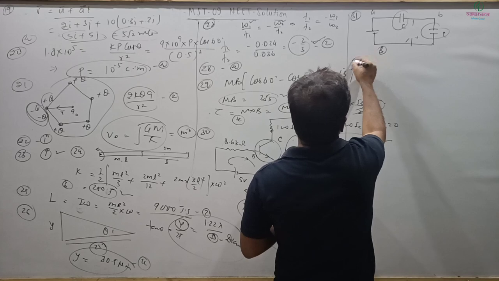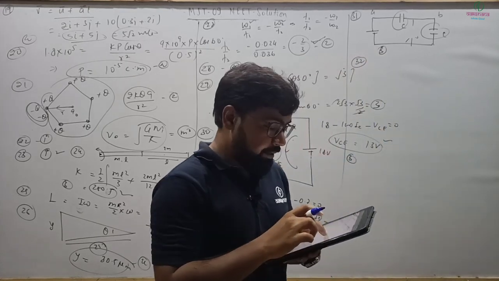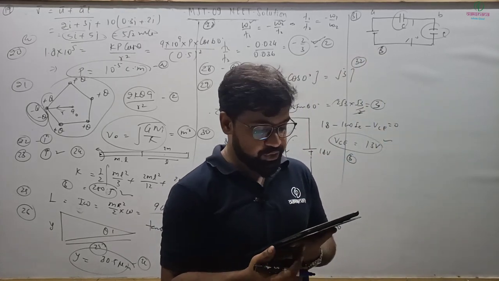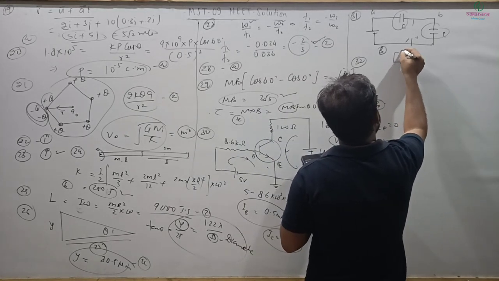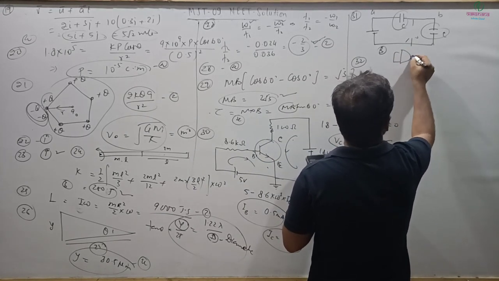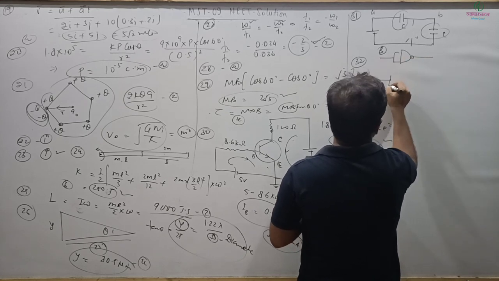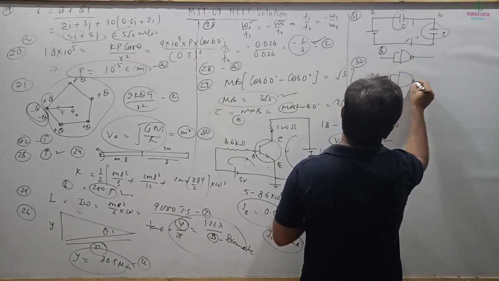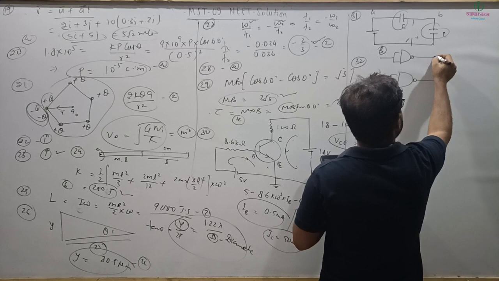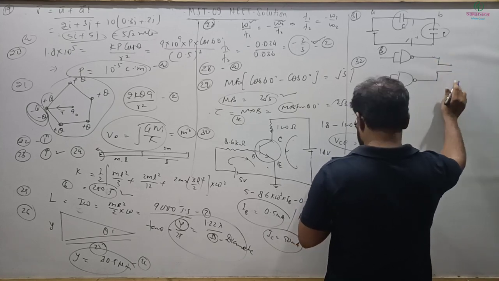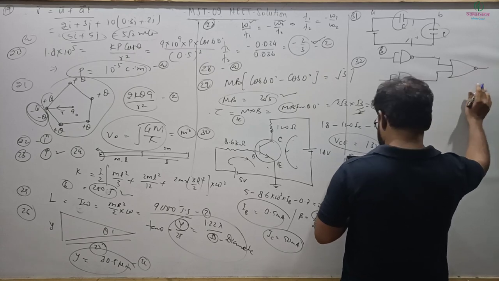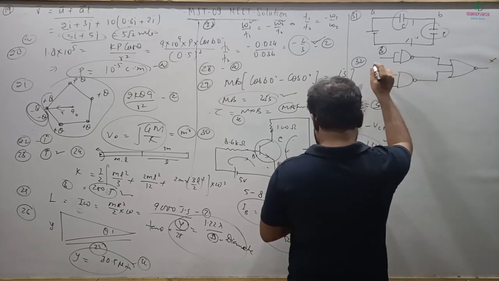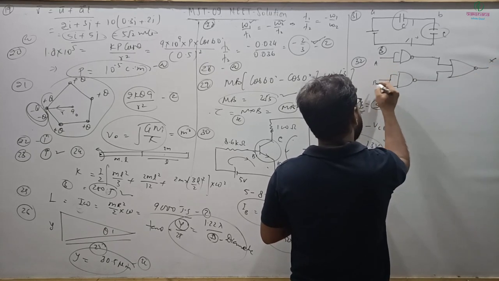Next, question number 32. The truth table for the gate shown in the figure will be... the gate shown in the figure. This one. And this is A, this is B.